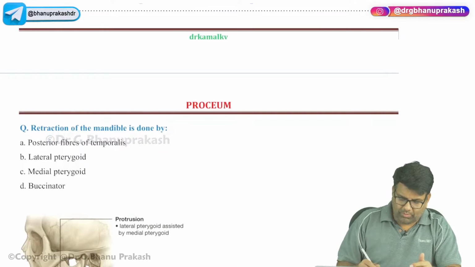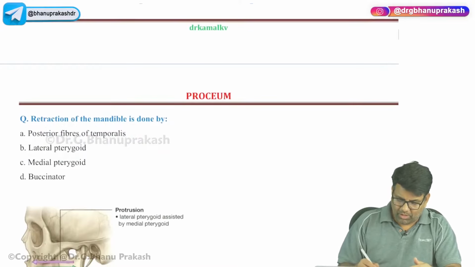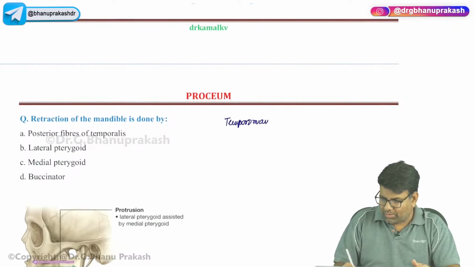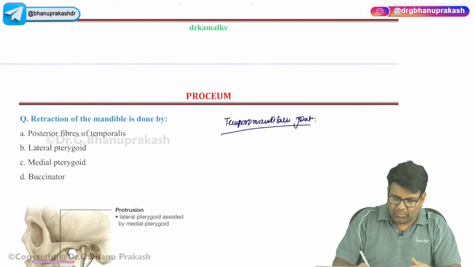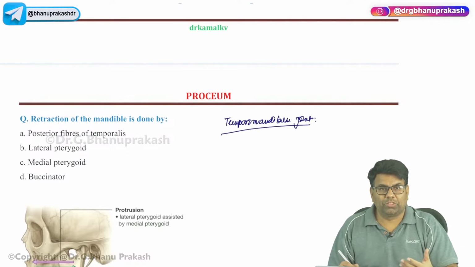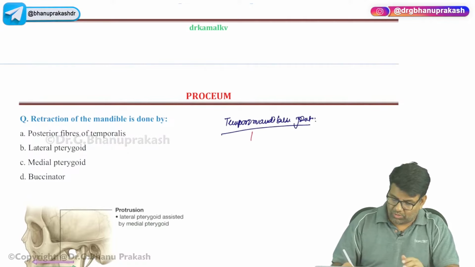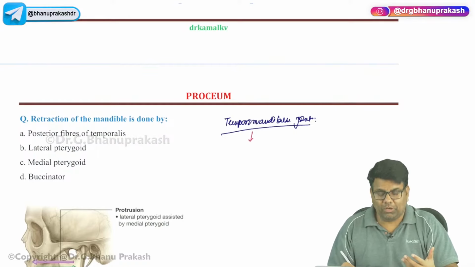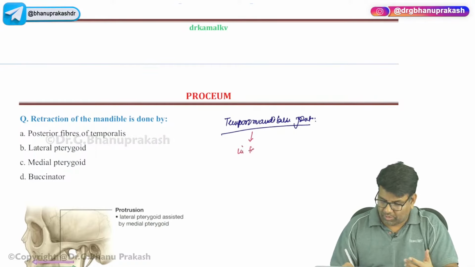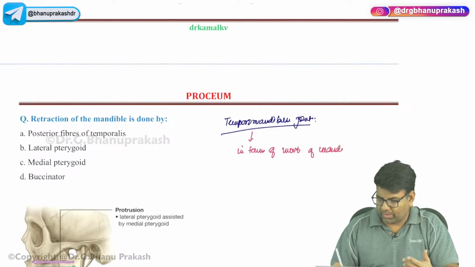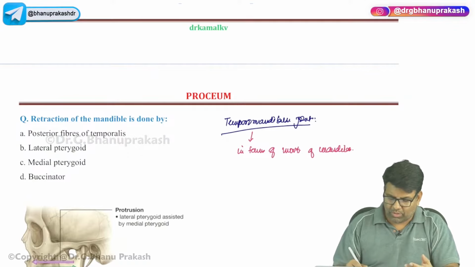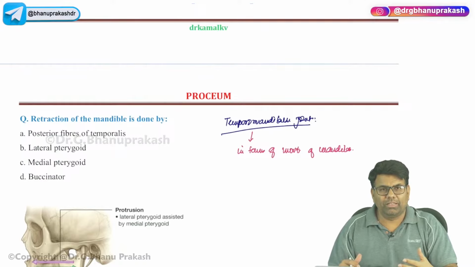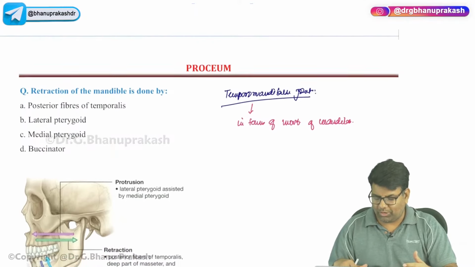Now we come to some movements of the temporomandibular joint. So again, you know that in the temporomandibular joint, it is only the movement of the lower jaw or the mandible which is possible. The upper jaw, maxilla, is fixed. So we always discuss the movements of the temporomandibular joint in terms of movements of the mandible. Whatever the position of the mandible is, we will say that movement is occurring at the temporomandibular joint.